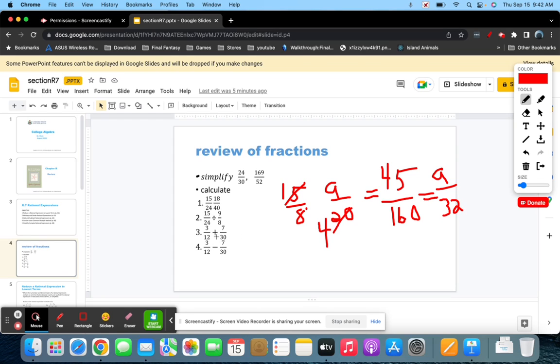To add, you need common denominators. To subtract, you need common denominators. To multiply, you just need to multiply the numerators and denominators. To divide, you need to take the reciprocal of the second one and then multiply. So it'd be 15/24 times 8/9. And you would reduce if you can.